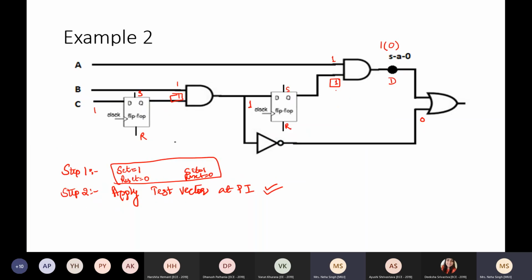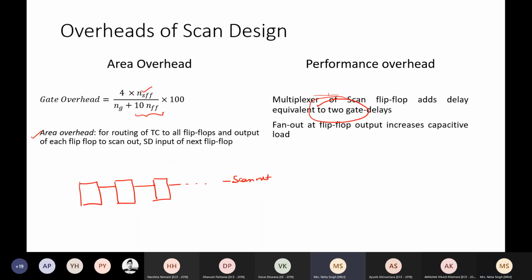The third overhead, okay, we talked about performance overhead. So area overhead and performance overhead, those are the two problems that we need to always tackle. However, the best solution available to us is scan chain.